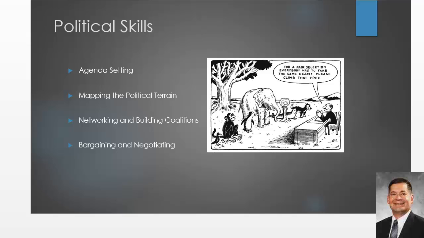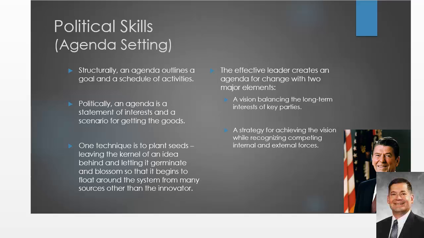Political skills, 4 key competencies. This idea of agenda setting, mapping the political terrain, networking and building coalitions, and bargaining and negotiating. All right, so let's start and peel this onion and look at agenda setting. So when you look at things again from a structural perspective, an agenda just outlines a goal and a schedule of activities.